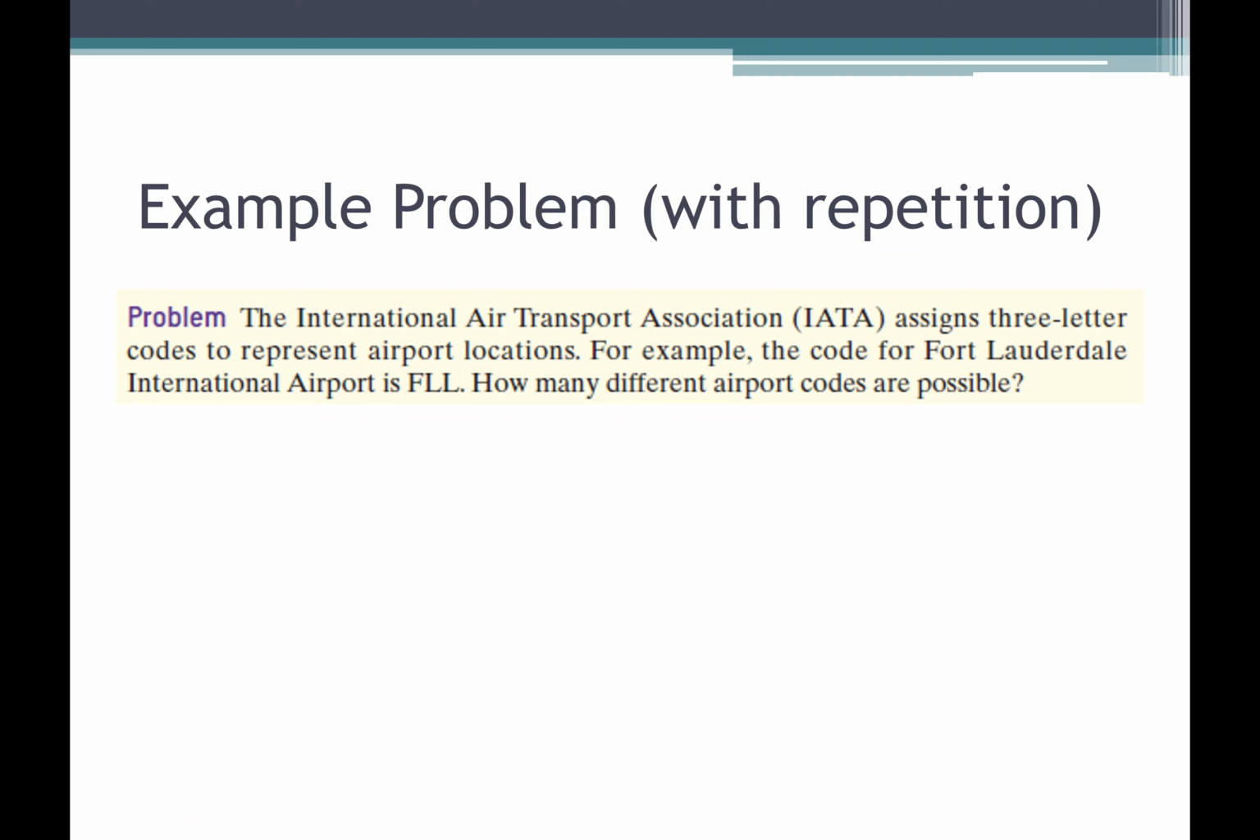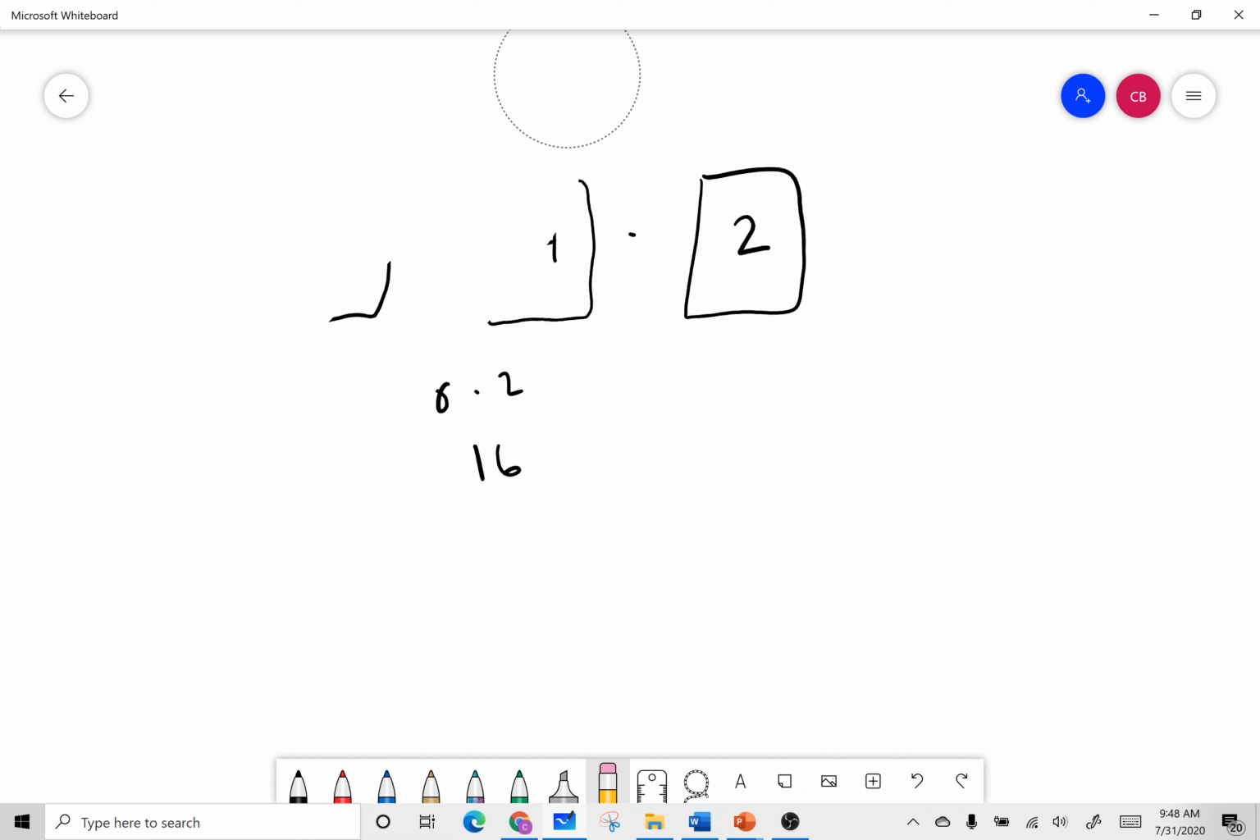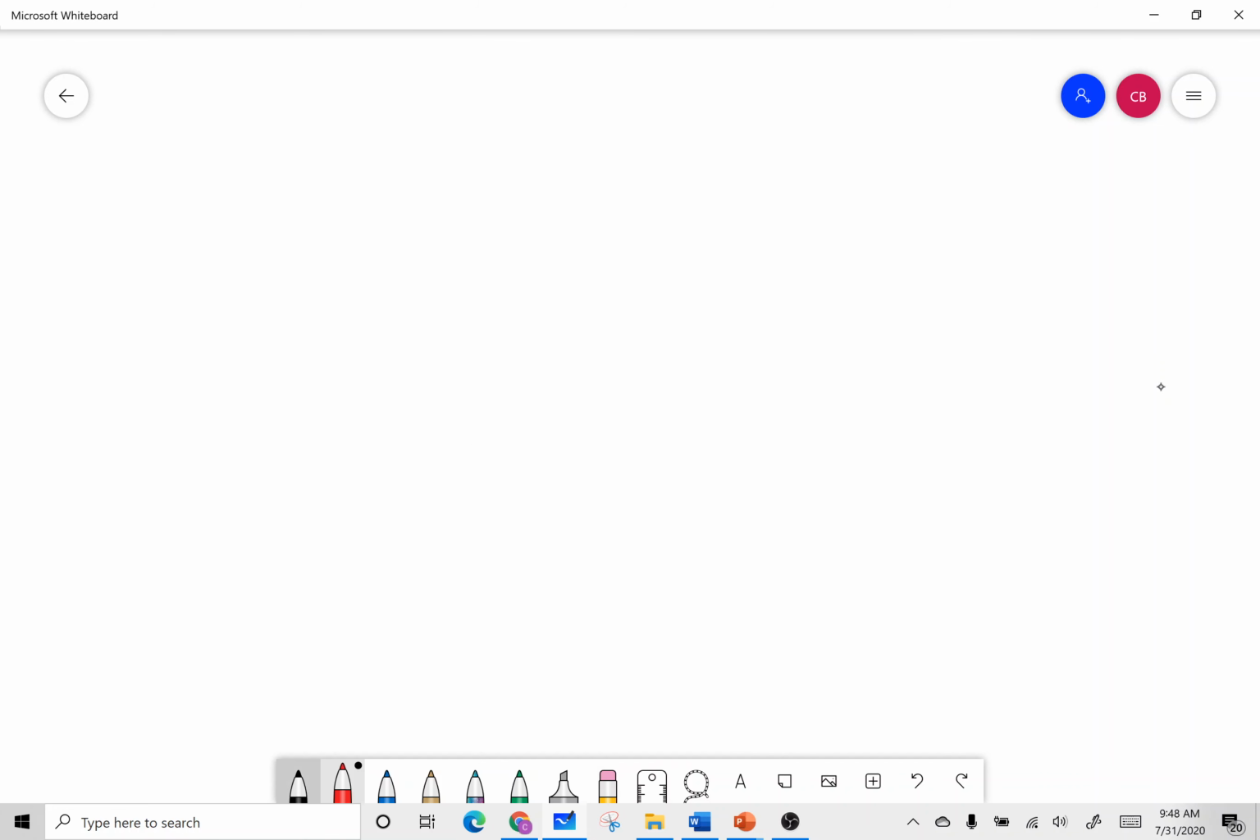An example with repetition. The International Air Transportation Association assigns 3-letter codes to represent locations. For example, the code for Fort Lauderdale is FLL. How many different airport codes are possible? Okay, so first things first. Obviously, L can be used multiple times, and any letter can be used multiple times for that reason. And since there are 3-letter choices, we have 3 letters we're going to put into each code.